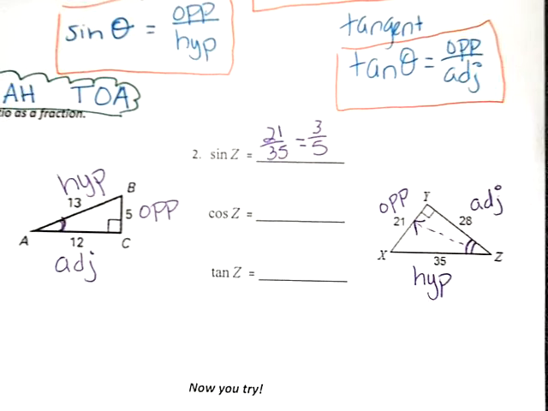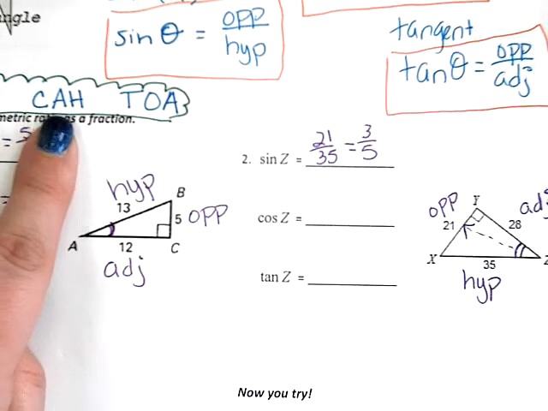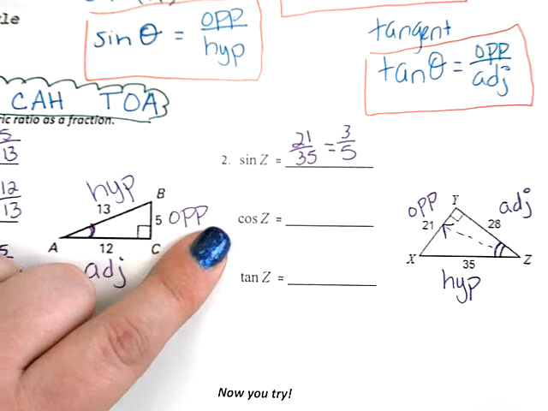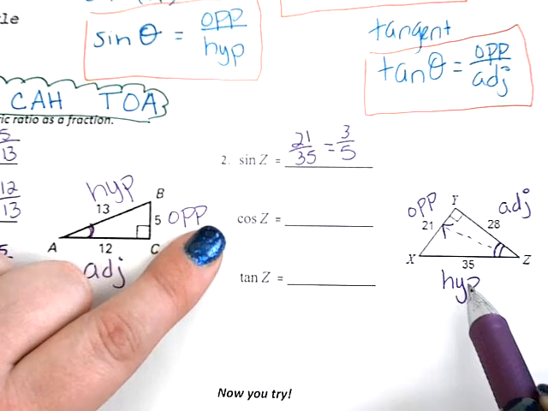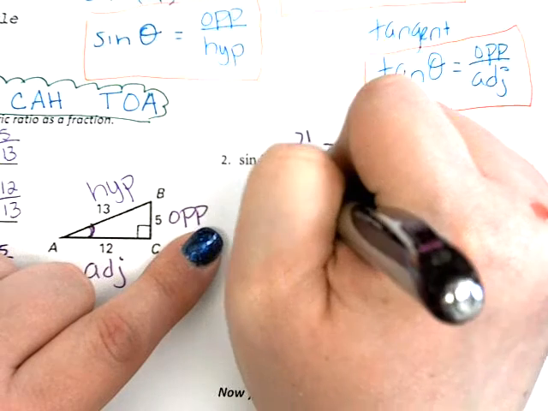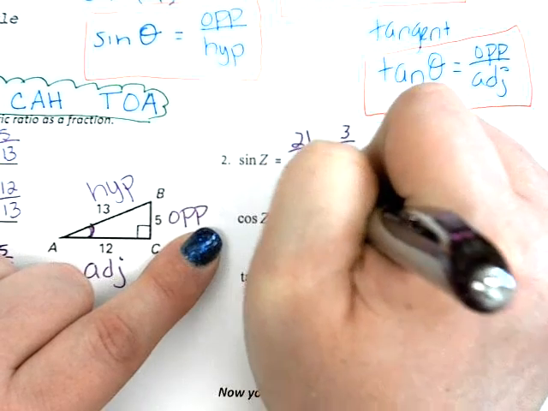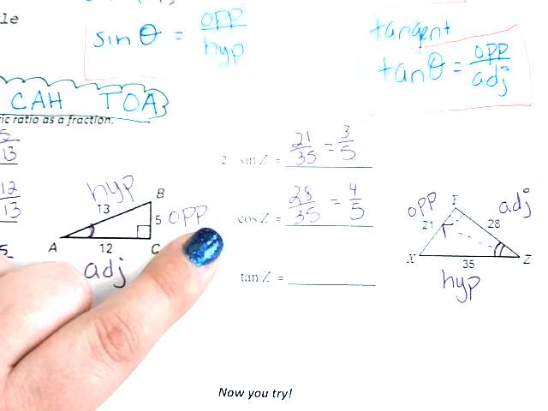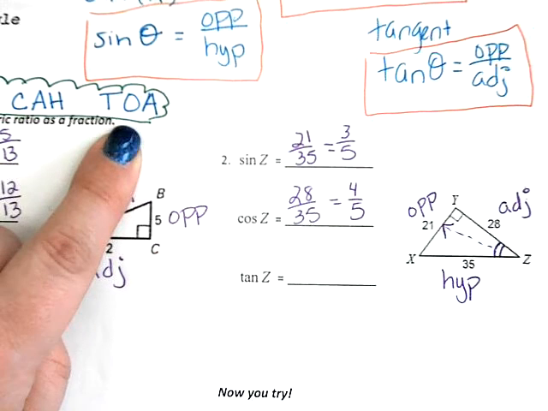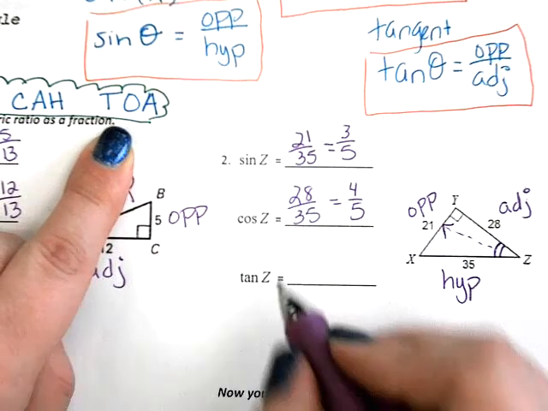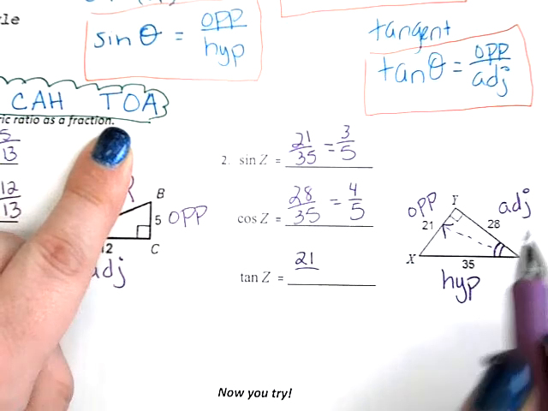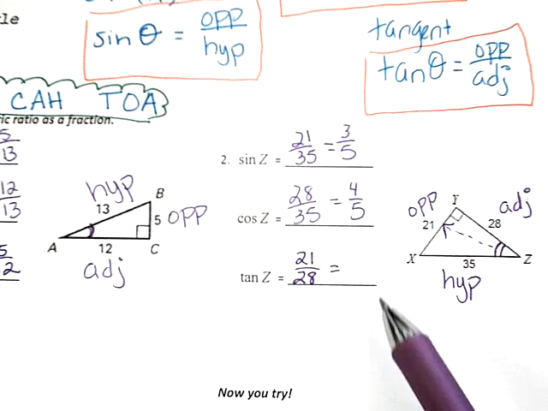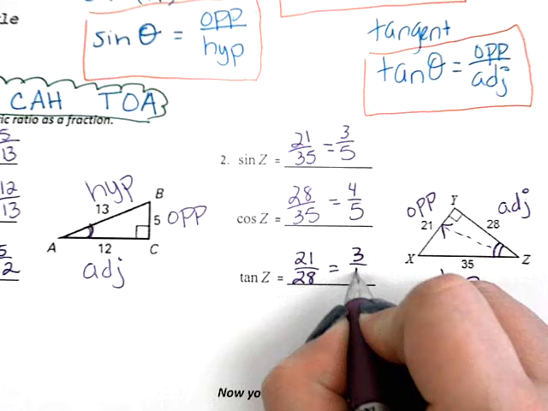Cosine is next. So the cosine of z, I want the adjacent over the hypotenuse. That's the CAH part of my SOHCAHTOA. Adjacent is 28 over the hypotenuse, which is 35. So 28 over 35, and that simplifies down to 4 over 5. And then tangent is my opposite over adjacent. My opposite is 21 over my adjacent, which is 28, and I can simplify that down. That becomes 3 over 4.